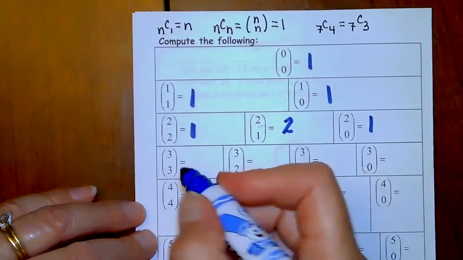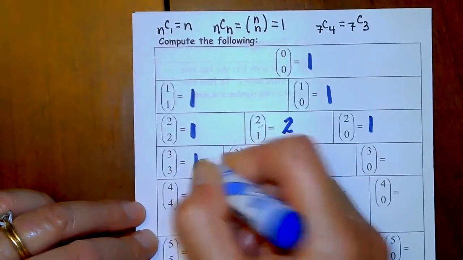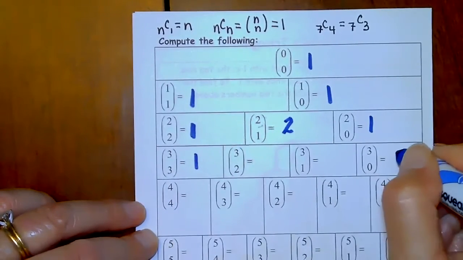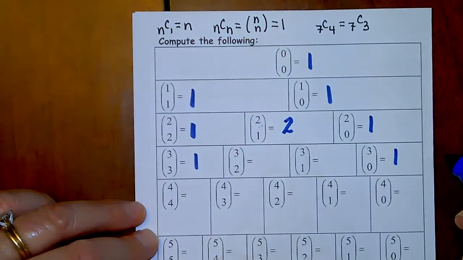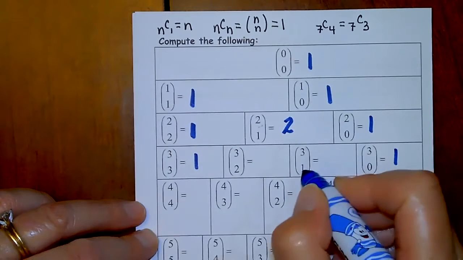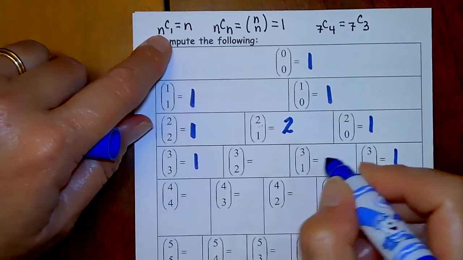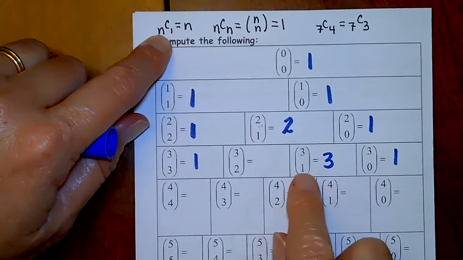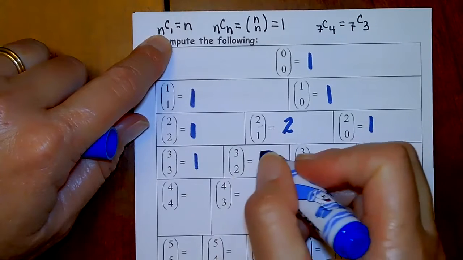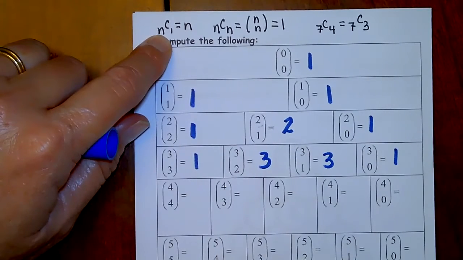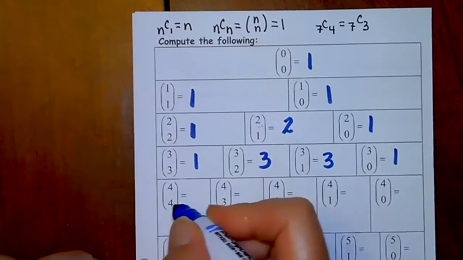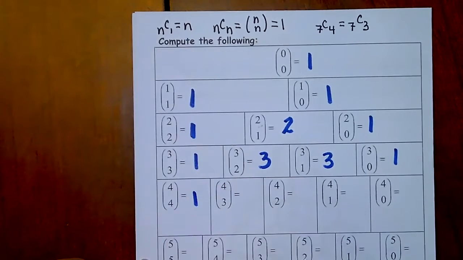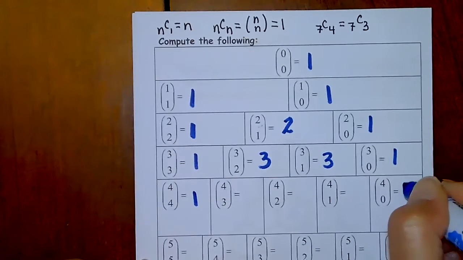Okay, so now 3 choose 3 is 1, and 3 choose 0 is 1. Now 3 choose 1, we see is going to be 3, and then 1 and 2 add up, and these will also be 3. 4 choose 4 is 1, and 4 choose 0 is 1.